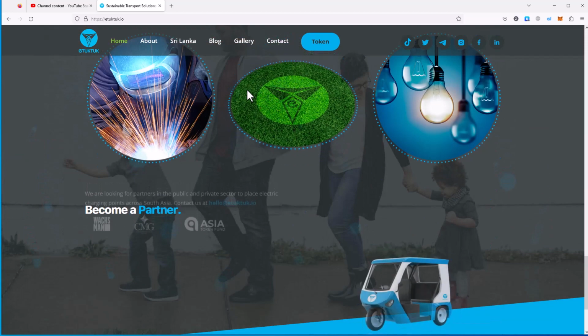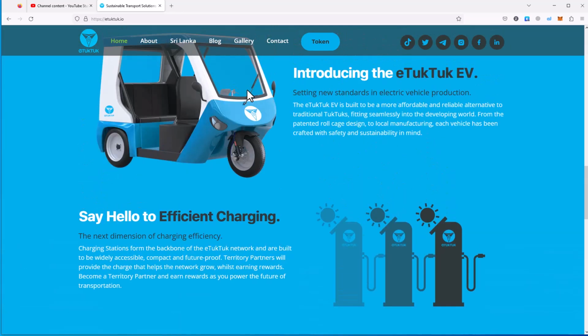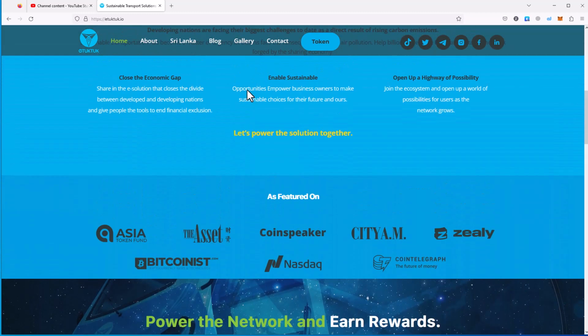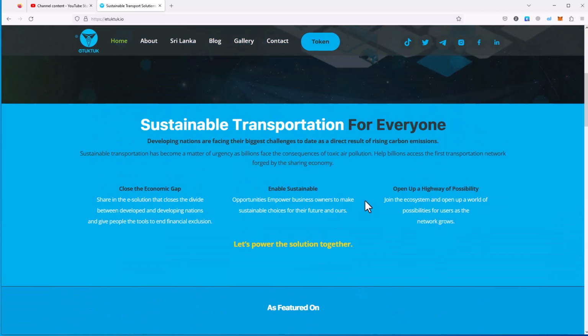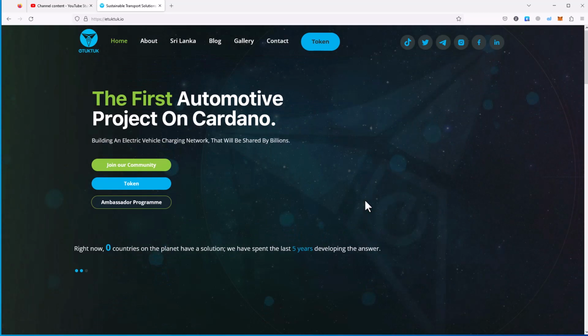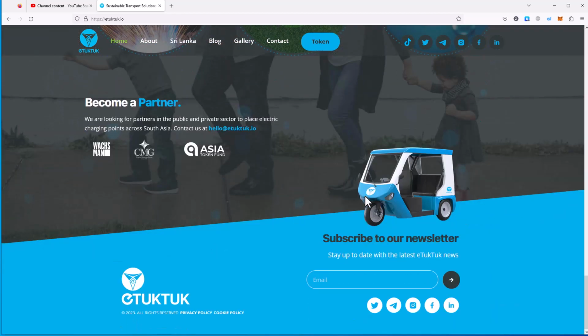token at a discounted price. The pre-sale was designed to raise funds for the development and expansion of the eTukTuk ecosystem. Participants in the pre-sale gained early access to the tokens and exclusive benefits such as priority access to platform features and additional token rewards.